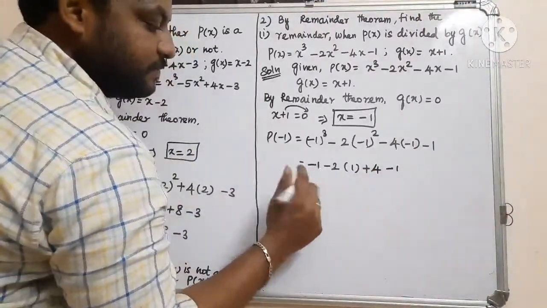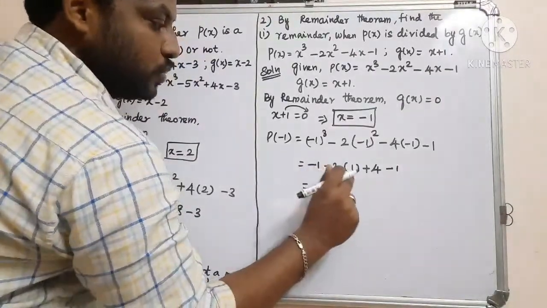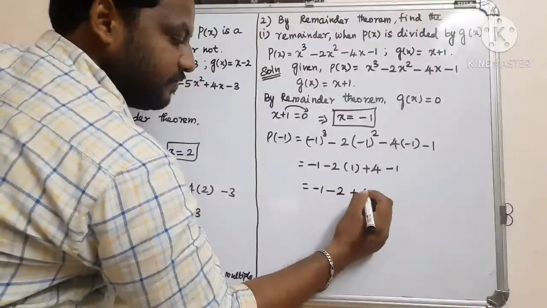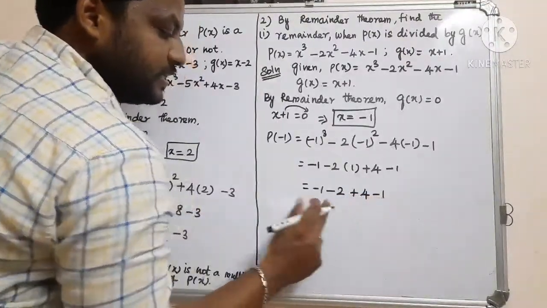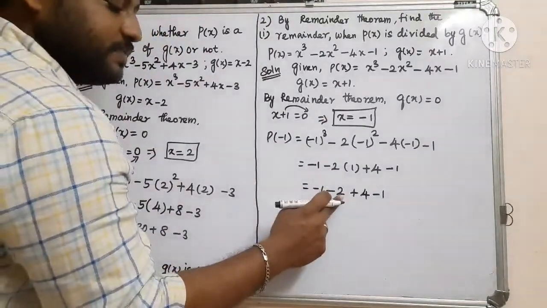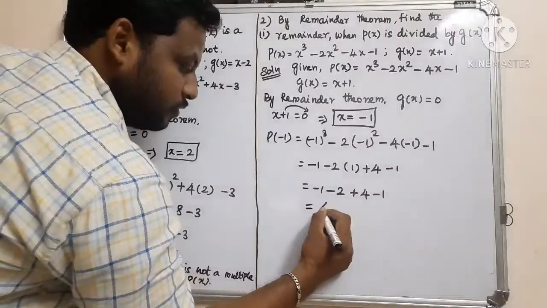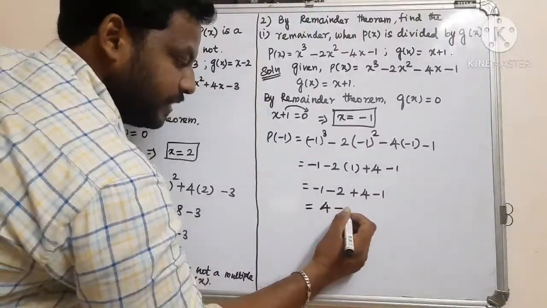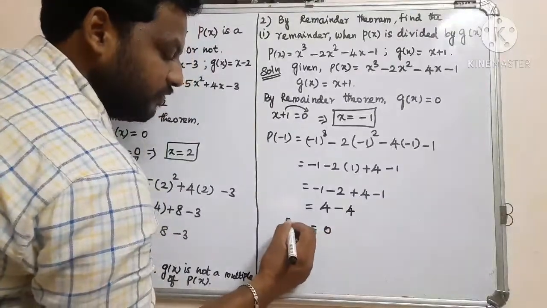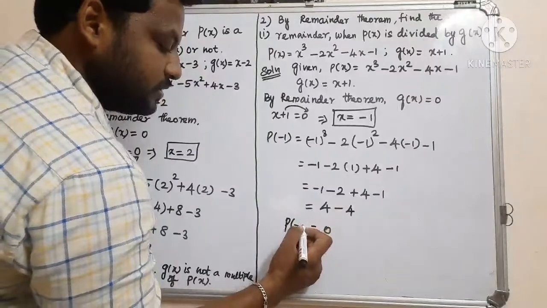So minus 1, minus 2 into plus 1, that is minus 2, plus 4, minus 1. So now you have to add all the negative numbers. Minus 1 minus 2 is minus 3, minus 1 is minus 4. So plus 4 minus 4, which is equal to 0. So p of minus 1 is equal to 0.